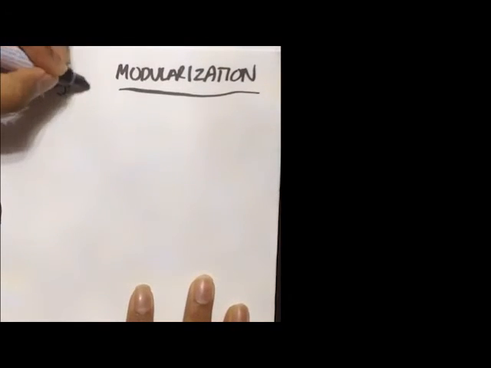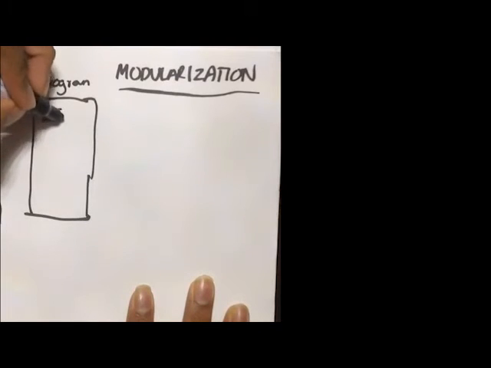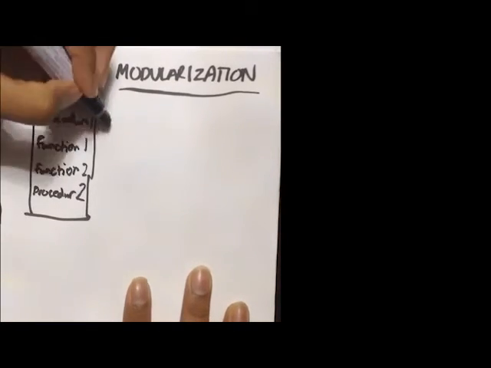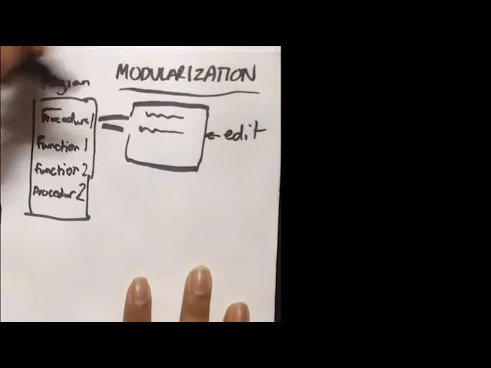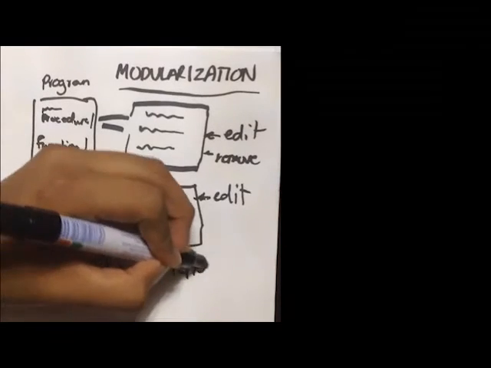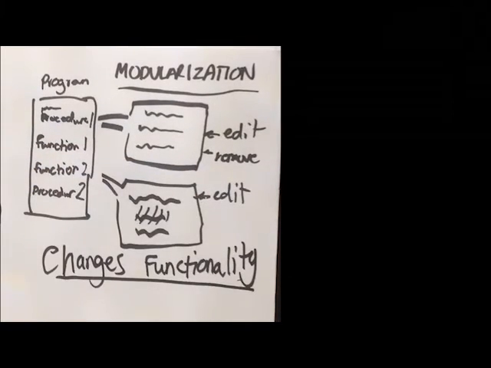Modularization is the process of making a program more functionable by having procedures and functions that are interchangeable, so that the program can be made to function differently by removing and editing these functions and procedures so that it can manipulate the data differently, and it changes the whole functionality of the program.